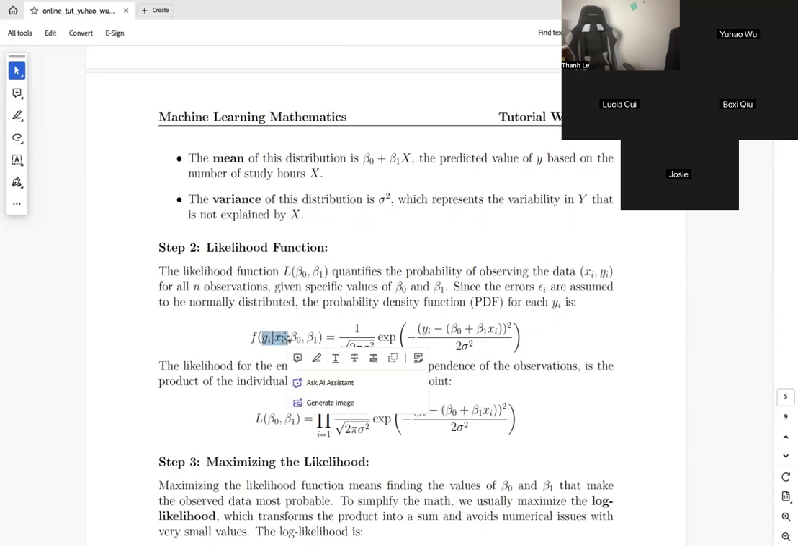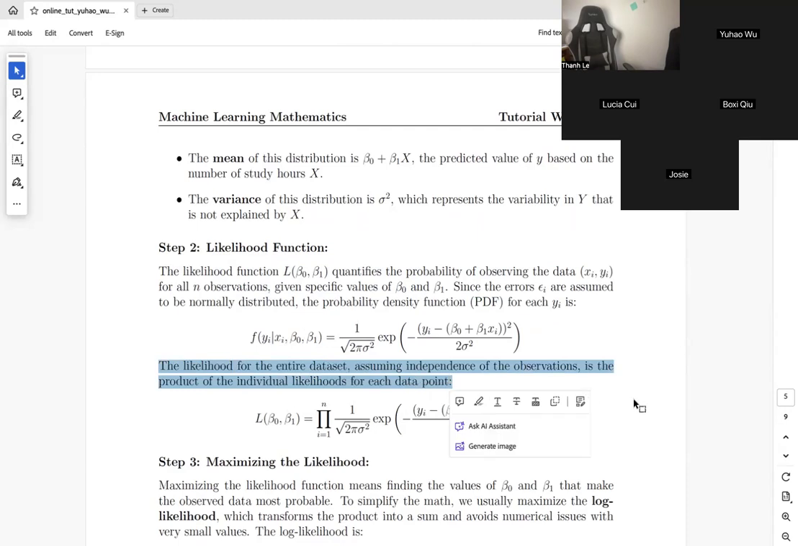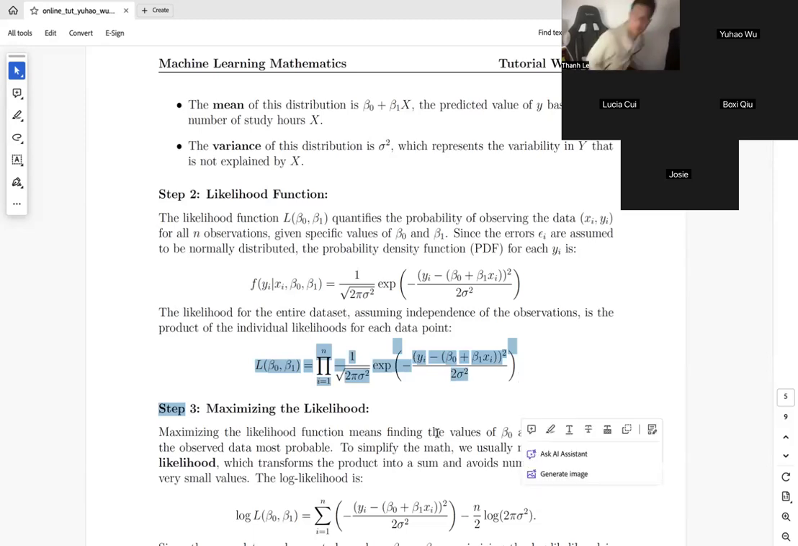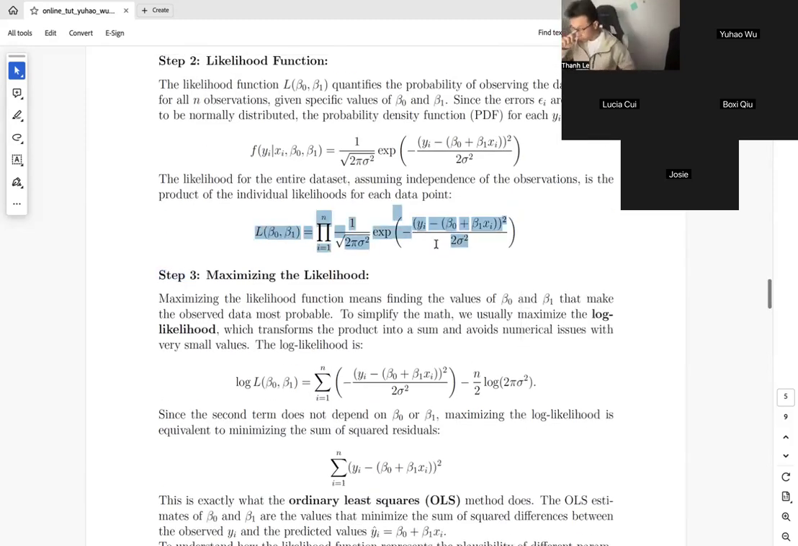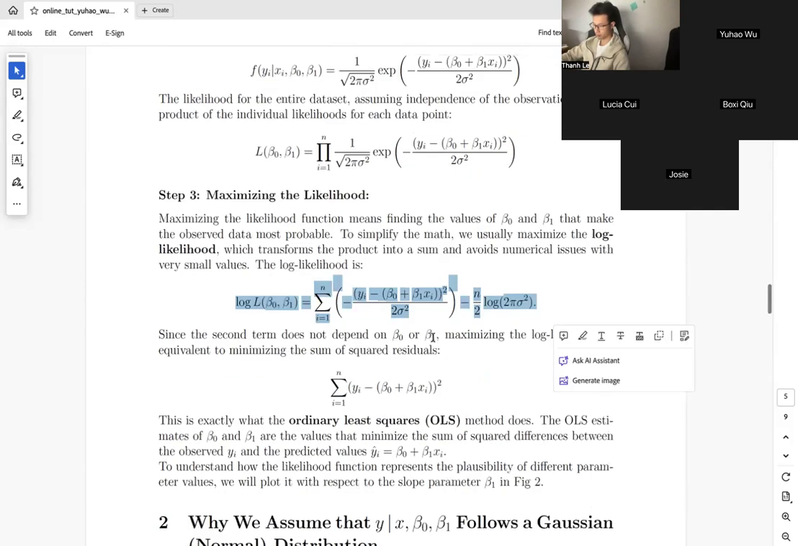And because in our data set we have multiple observations of x and y, we need to calculate the combined probability. So we use the product to get the overall probability. But in mathematics, we want to simplify the calculation, so we add the log term. We transform this equation into the log likelihood.